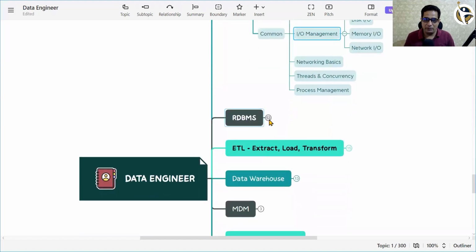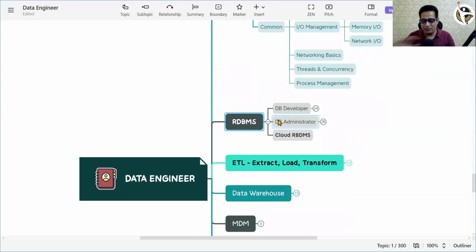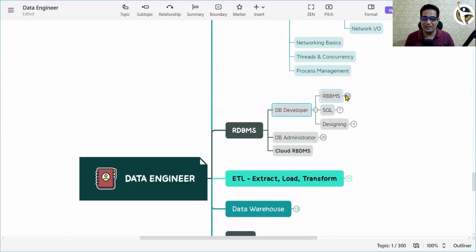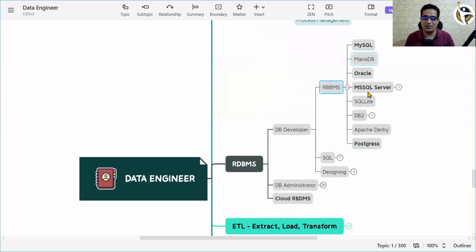Now coming to the next part, which is RDBMS. RDBMS is a core part of data engineering, so you need to know at least one RDBMS database. Let's look at the popular and most common RDBMS being used right now. MySQL is from the open source community and is very popular, as is MariaDB. And suppose you are working on Oracle, that is again a very popular tool and very extensively used. And if you are using Microsoft technology, that's where you need to know MS SQL Server.